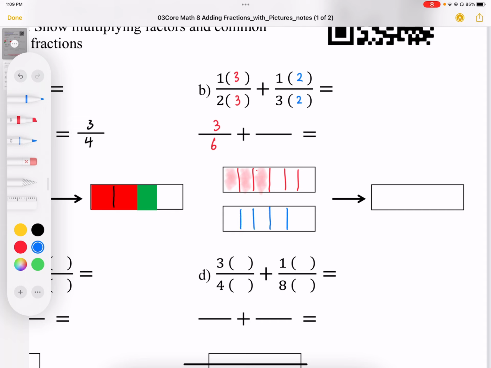the 2/6 fraction. So I'm going to end up with 2 shaded here. So this gives me 2/6. And when I add them together, I end up with 5 1/6 pieces. So in this case here, two of those pieces came from the 1/3. Three of them came from the 1/2. So 1/2 plus 1/3 gives me 5/6.